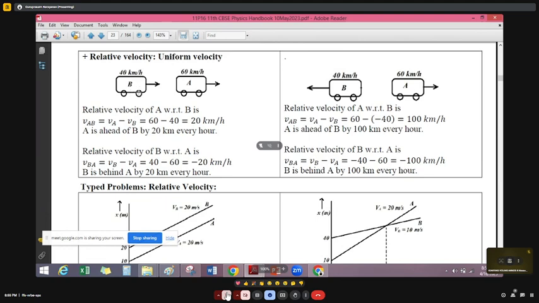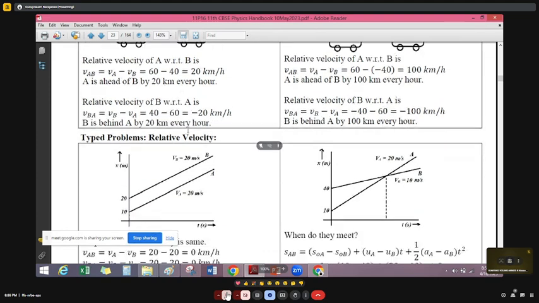If somebody asks you what is the relative velocity of your friend with respect to you, then it will be VB with respect to A. VB minus VA. 40 minus 60. Minus 20. You are actually lagging behind compared to your friend A. So that means it's like minus 20. Okay, so only if you know the concepts can you do it.